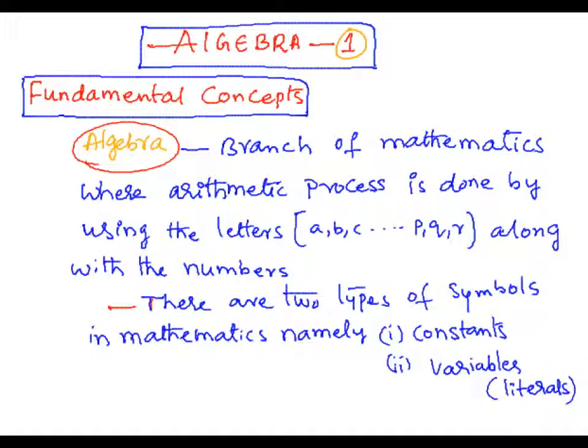So here the two symbols in mathematics are, namely, one is the constants, the other is the variables, that is otherwise called the literals. Now let's go for the definition. The first definition, that is constant. It is a symbol which has a fixed value, then it will be called a constant.